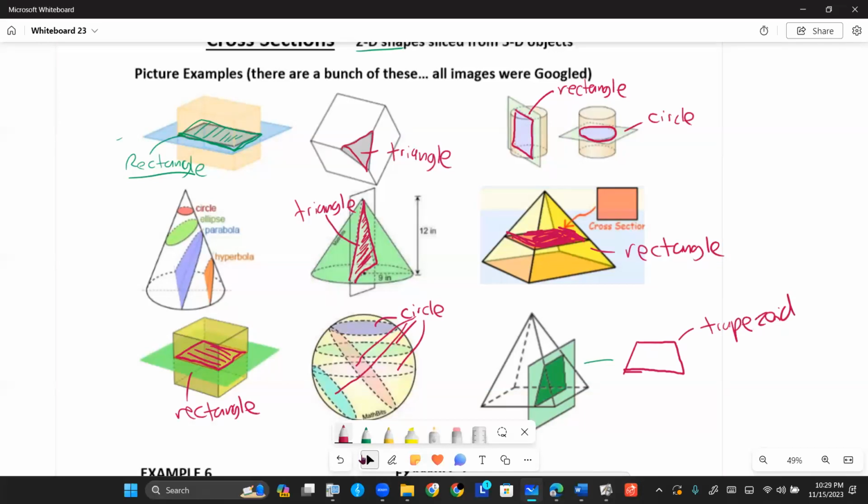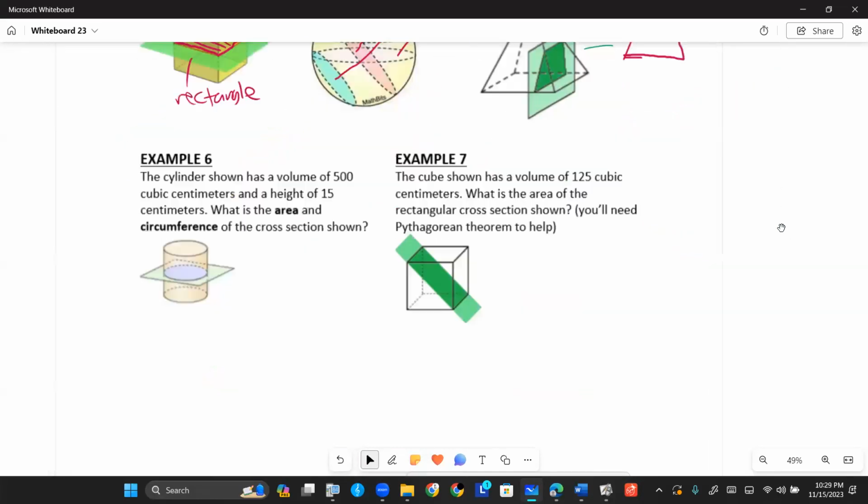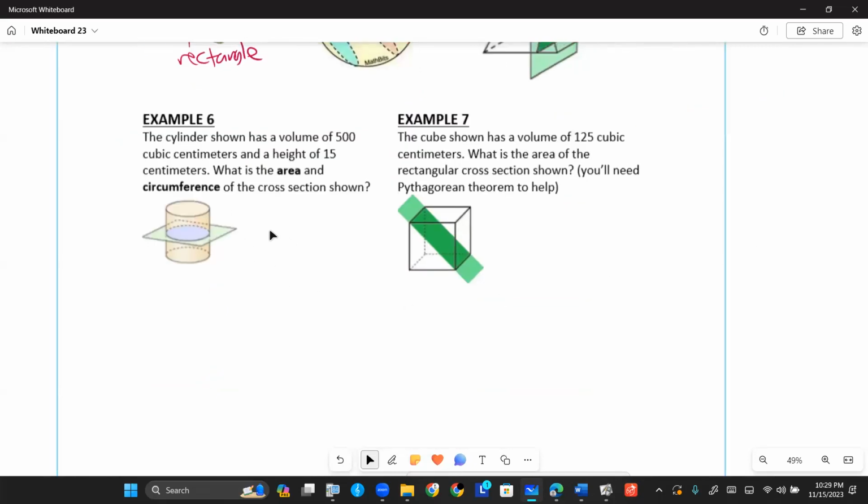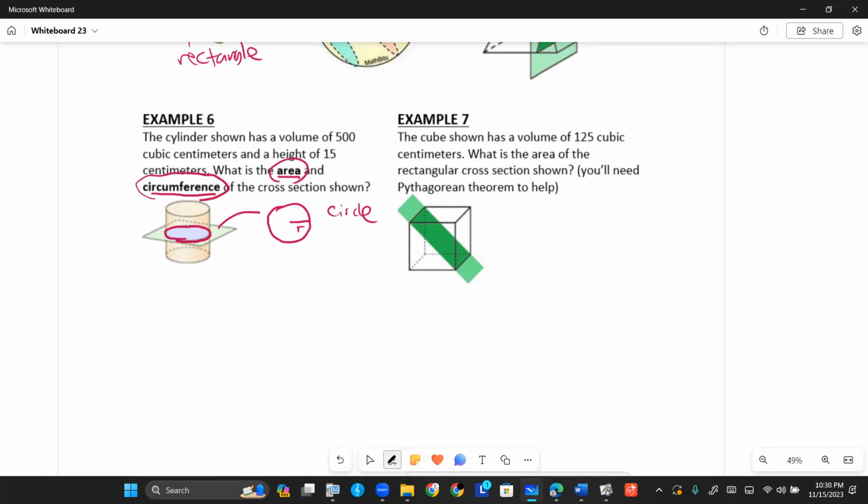So let's look at that first example down below. Example 6, I'll kind of work out with you. Maybe you can try example 7. So example 6: a cylinder shown has a volume of 500 cubic centimeters and a height of 15 centimeters. What is the area and circumference of the cross section shown? So first, we have to recognize what type of shape that cross section is. And we're dealing with a circle here. Okay, a circle has a radius. And the question wants to know what is the area and circumference of that cross section.